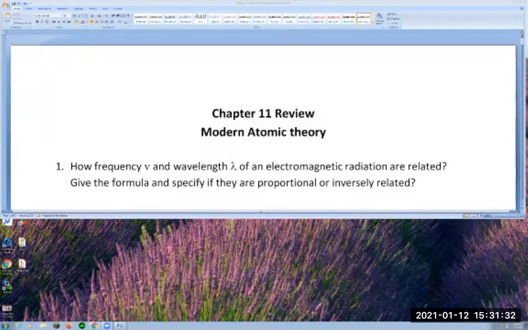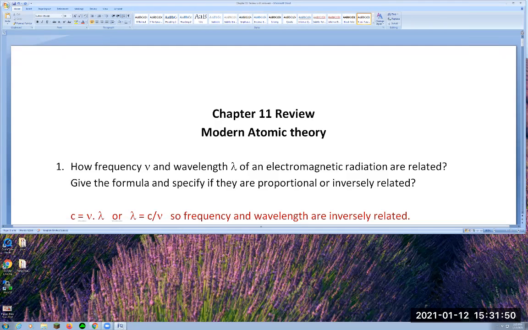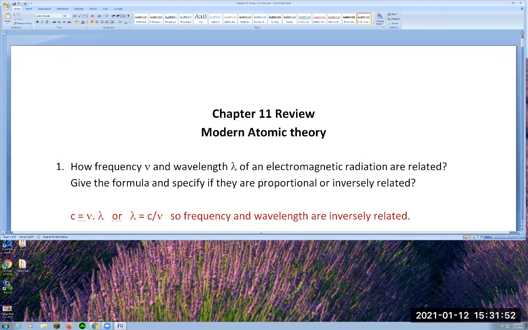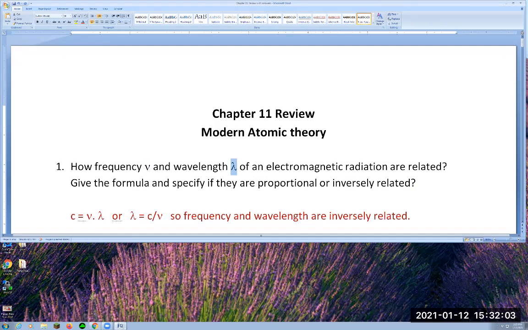So let's go over question 1. How are the frequency and wavelength of an electromagnetic radiation related? Give the formula and specify if they are proportional or inversely related. So the formula that relates frequency and wavelength is c equals nu times lambda. Nu is the frequency, lambda is the wavelength, and c is the speed of light.